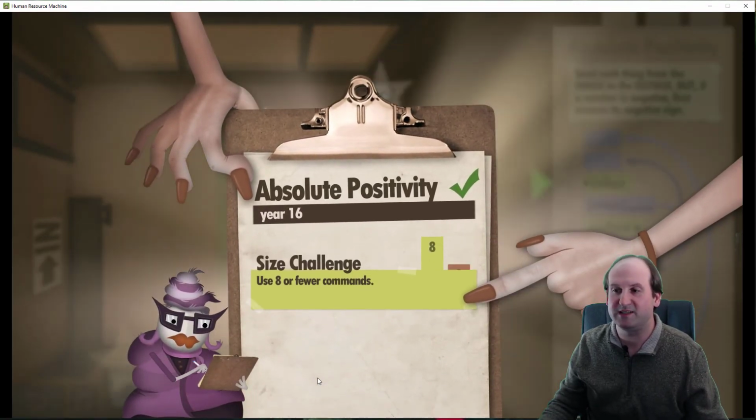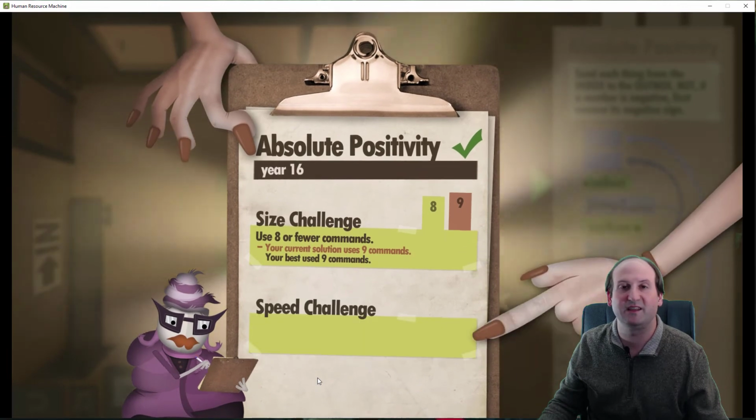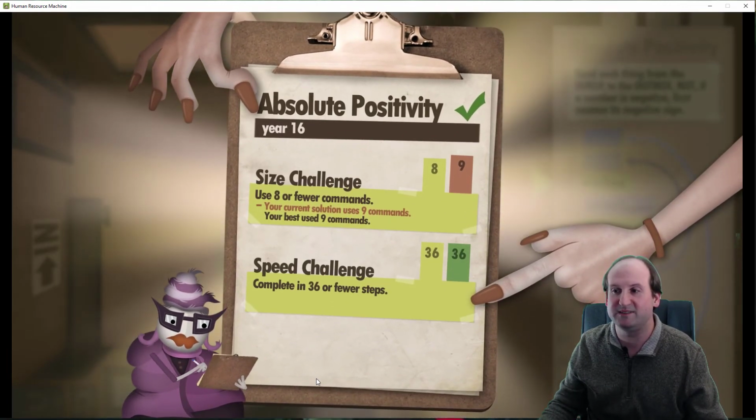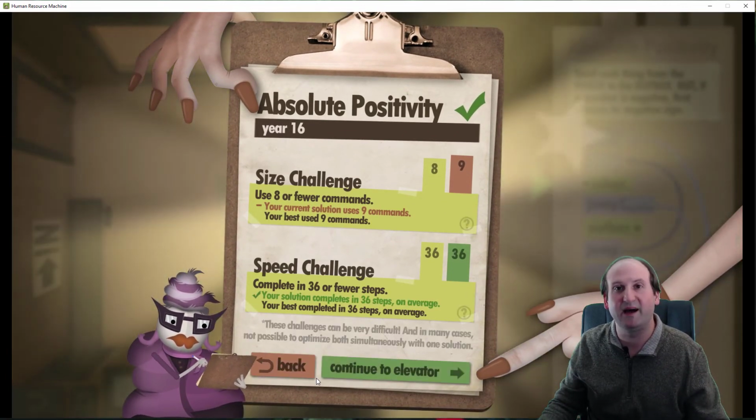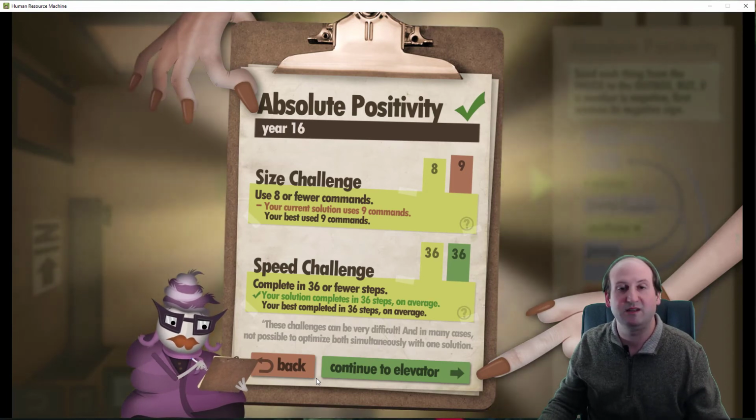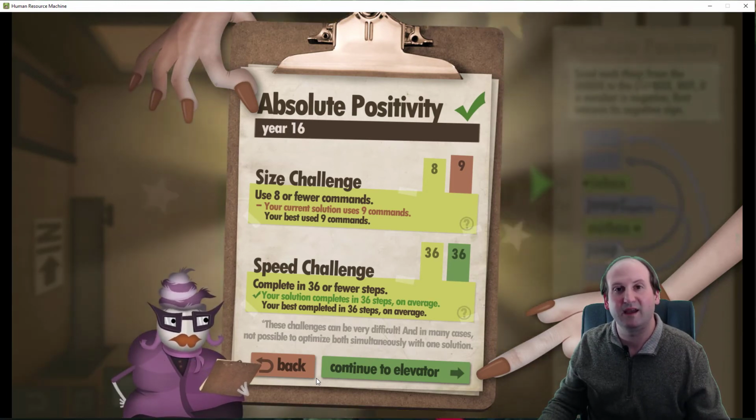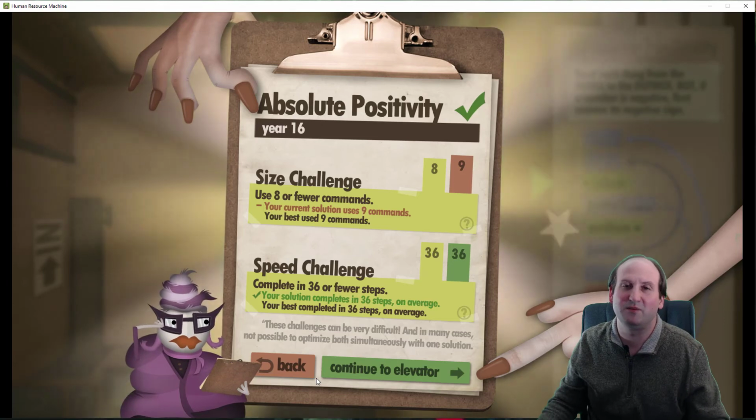So what did I do for the size challenge? I've got myself just slightly above, and I could fix that relatively easily, and I got the speed challenge dead on. So excellent. Level 16 is complete.